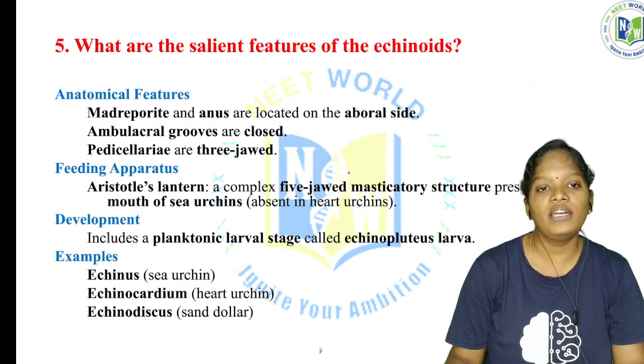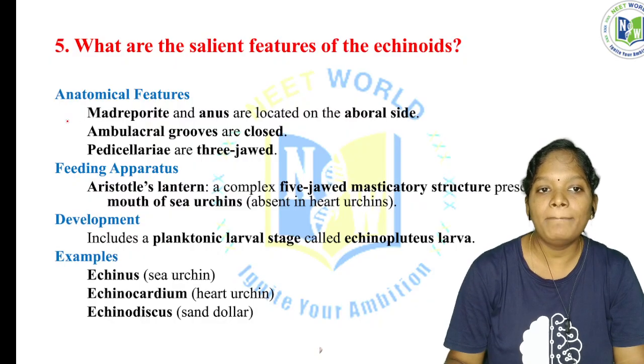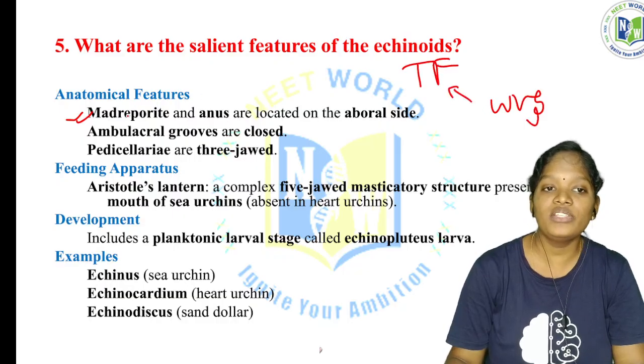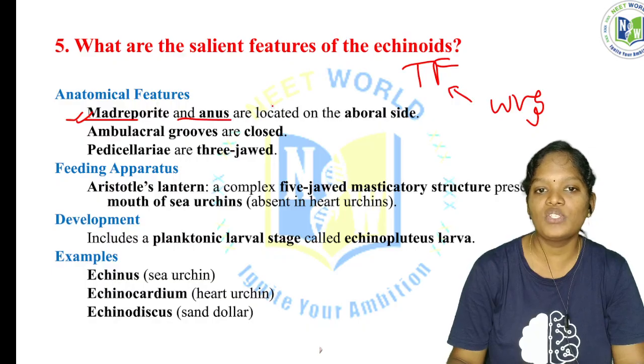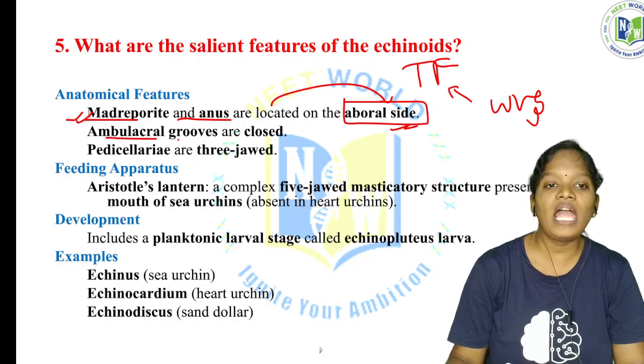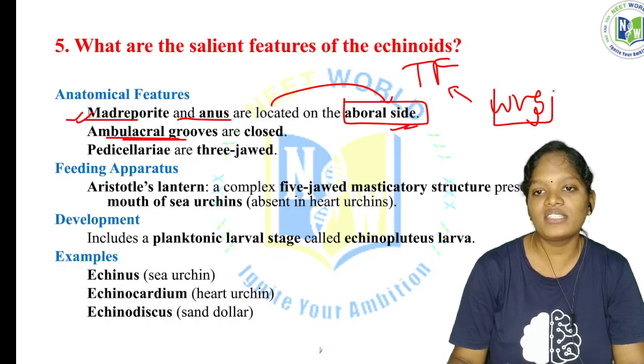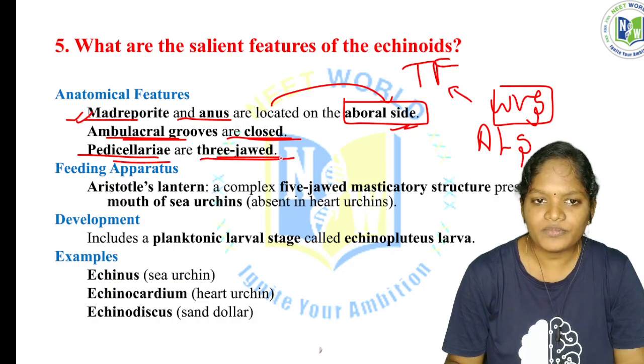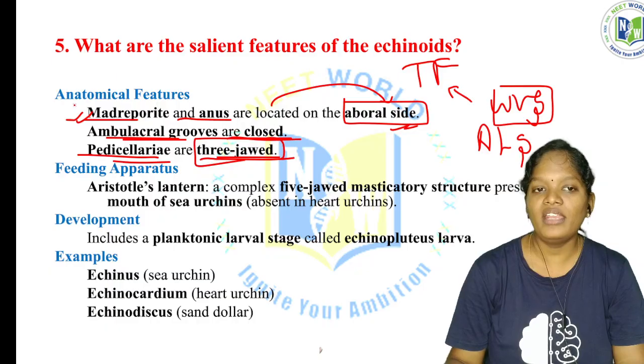What are the anatomical features? The madreporite is part of the water vascular system. In the water vascular system we have studied the tube feet. Another important structure will be the madreporite and anus, which are located on the aboral side. Ambulacral groove: this water vascular system is also called the ambulacral system. Here these grooves are closed, and three-jawed pedicellariae will be there, and these are all parts of this water vascular system.